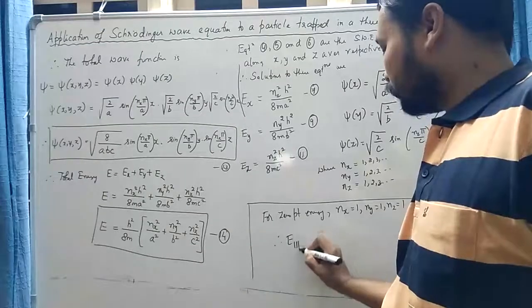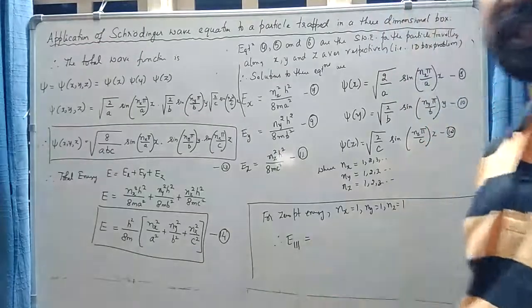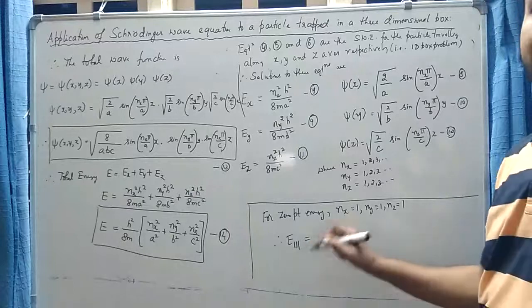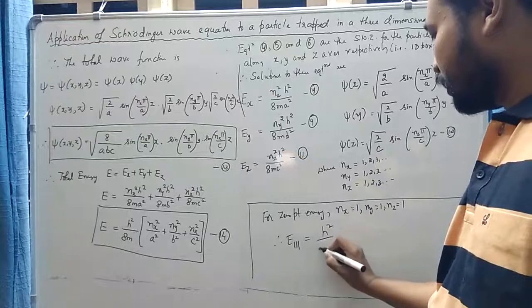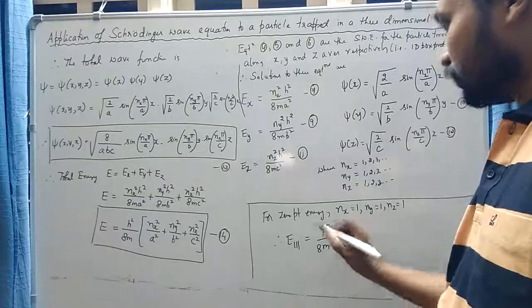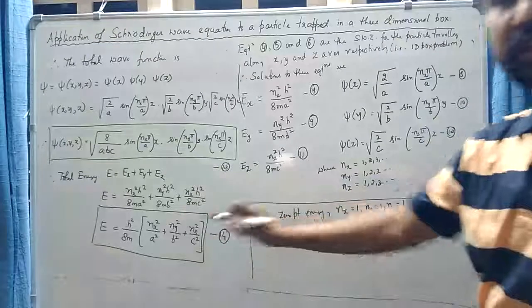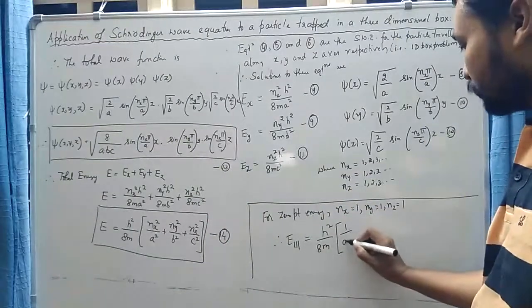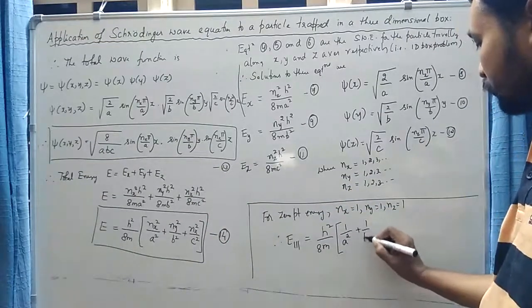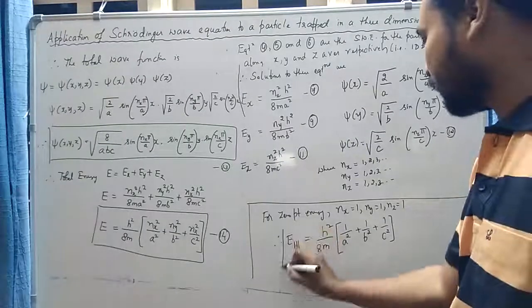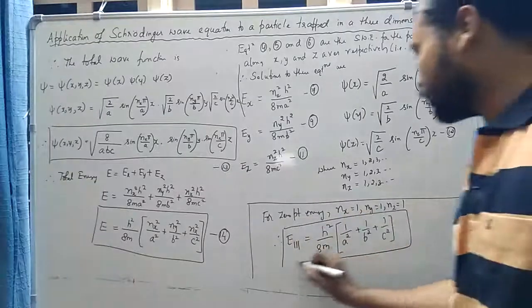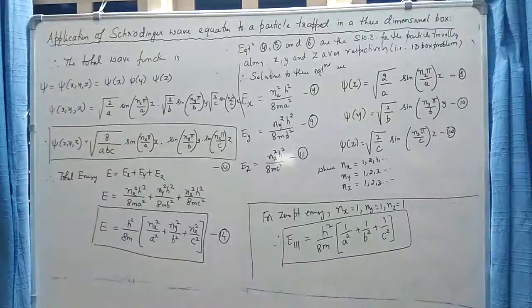Therefore E111, where each 1 represents the value of quantum numbers nx, ny and nz. So E111 is equal to h square divided by 8m into, since nx is 1, ny is 1, nz is 1, it becomes 1 by a square plus 1 by b square plus 1 by c square. So this is the expression for the zero-point energy of the particle trapped in a three-dimensional box. Definitely this is not equal to 0, so this is the zero-point energy.